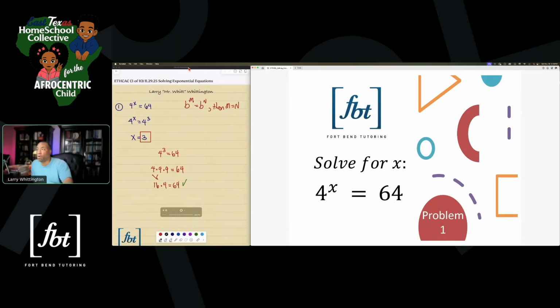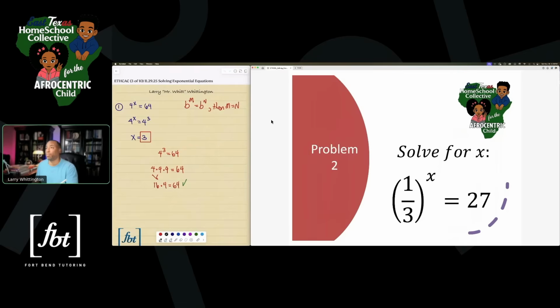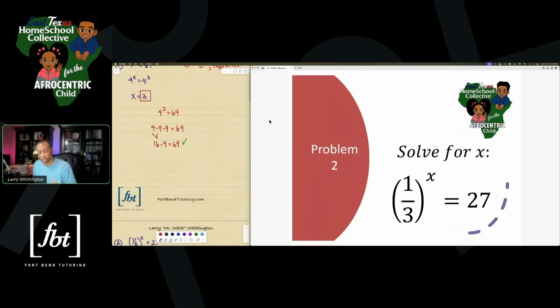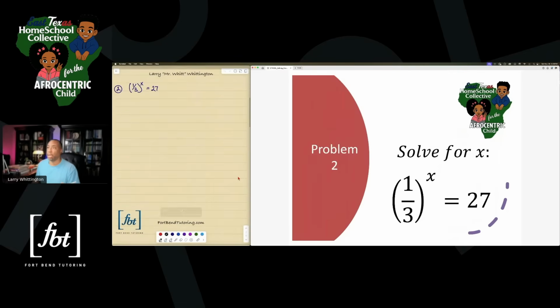All right, let's move on to our next problem, problem number 2. Let's check that out, guys. Lining everything up. We have 1/3 raised to the x equals 27.